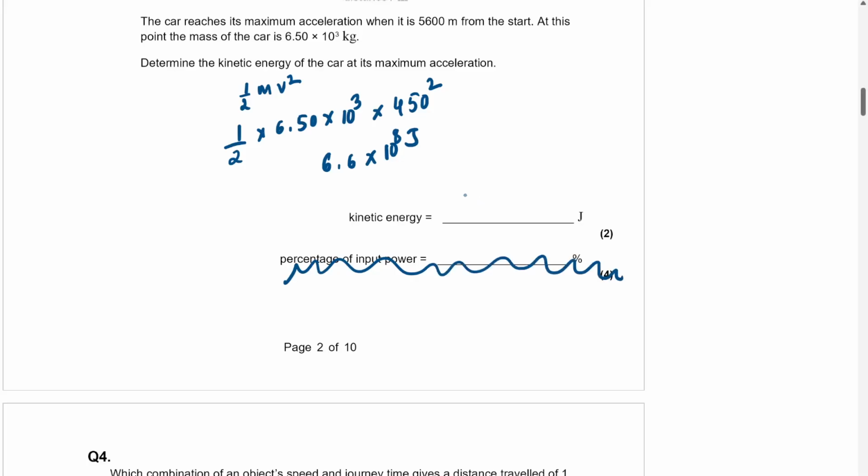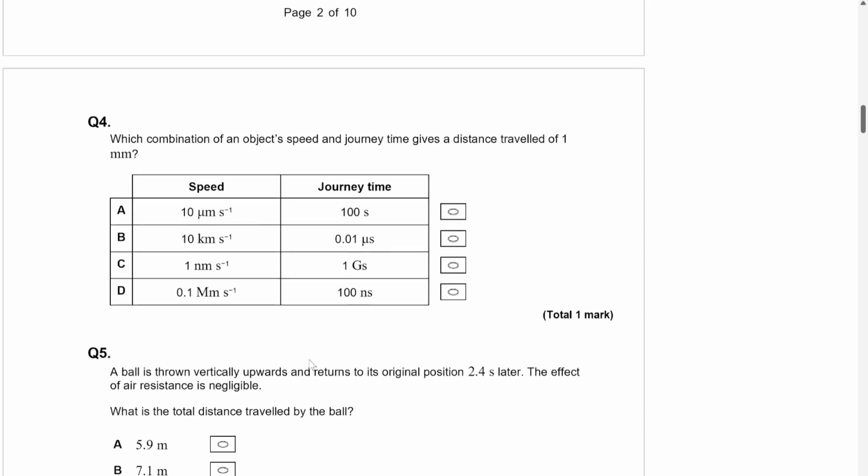So we got the kinetic energy as this many joules. Right, let's see the next one. Which combination of an object's speed and journey time gives a distance traveled of 1 mm?